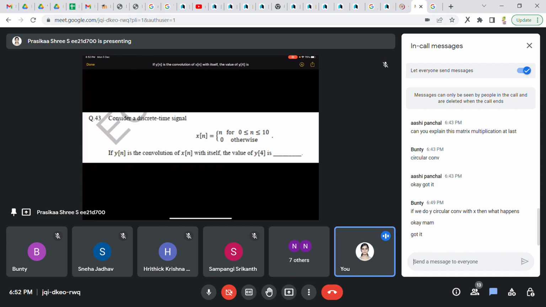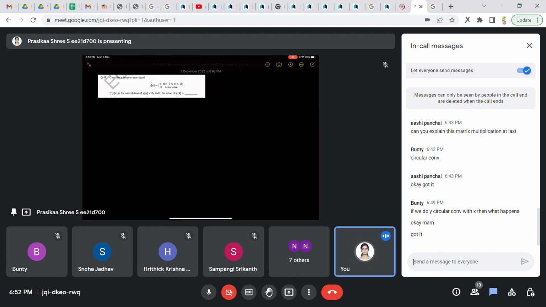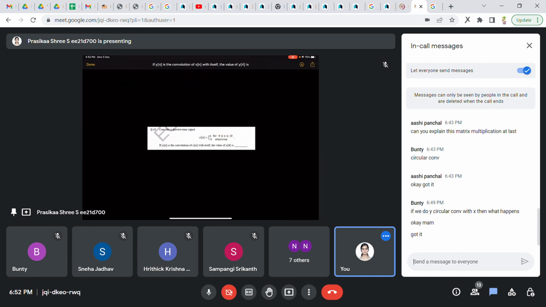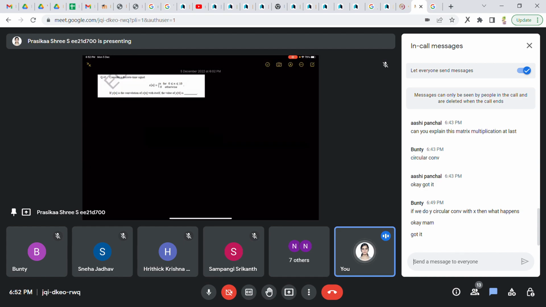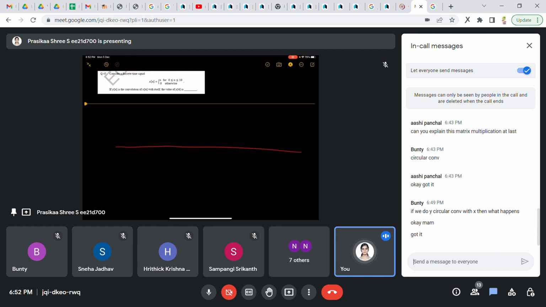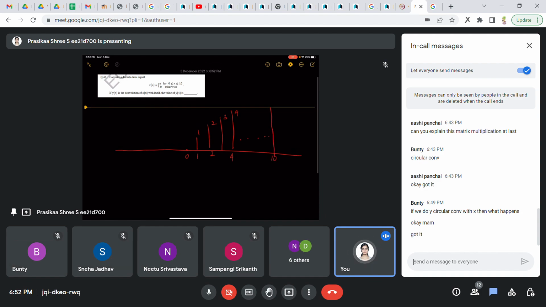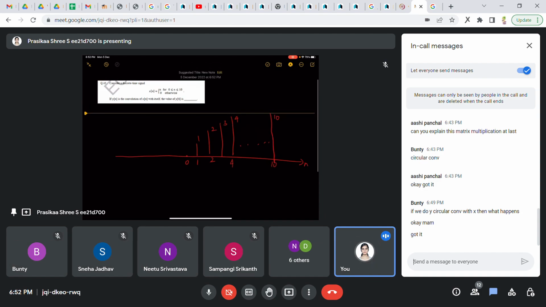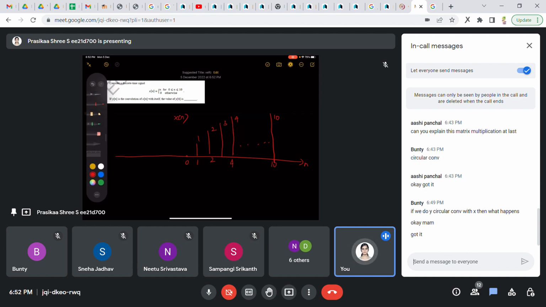Let me give a start to this question by solving it. Just plot it, because it's just 0 to 10. Plot 1 for 1, 2 for 2, 3 for 3, 4 for 4, and it goes on up to 10. The amplitude will be 10. This is for x of n. Now have it as x of k.